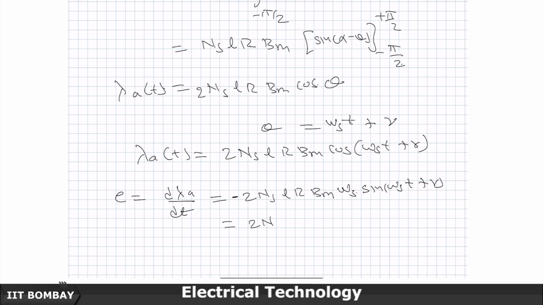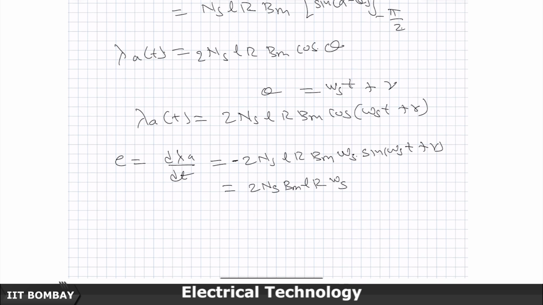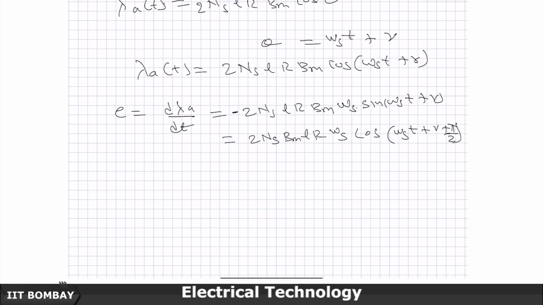I can write it as 2 Ns Bm LR into omega s times cos of omega s t plus gamma plus pi by 2, which can also be written as Em cos of omega s t plus gamma plus pi by 2.